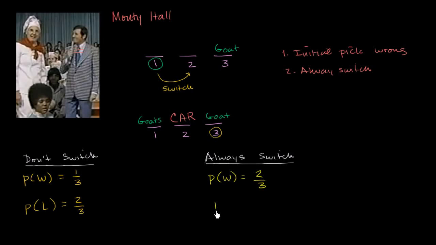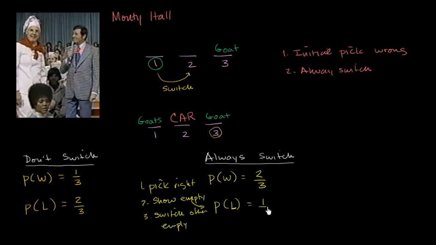Likewise, what's your probability of losing given that you're always going to switch? Well, the way that you would lose is you pick correctly. In step 2, they're going to show one of the 2 empty or non-prize doors. And then in step 3, you're going to switch into the other empty door. But either way, you're definitely going to switch. So the only way to lose, if you're always going to switch, is to pick right the first time. Well, what's the probability of you picking right the first time? Well, that is only 1/3.